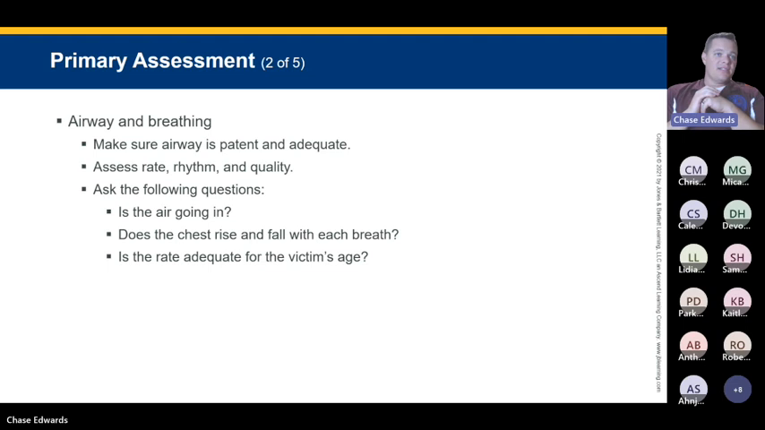Up next, we're going to assess the ABCs. We're going to make sure that the airway is patent and adequate. ABCs, airway, patent and adequate. And then we'll evaluate whether the patient's breathing is adequate from there.